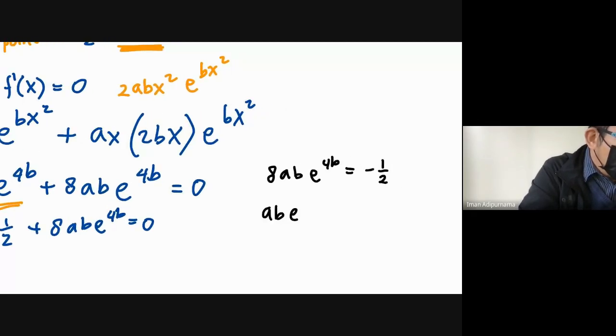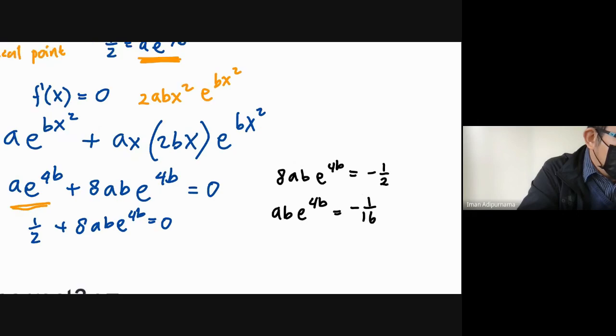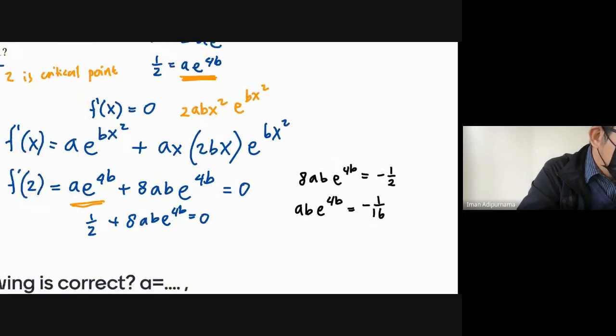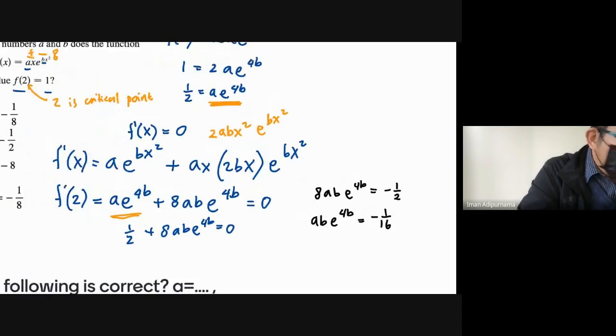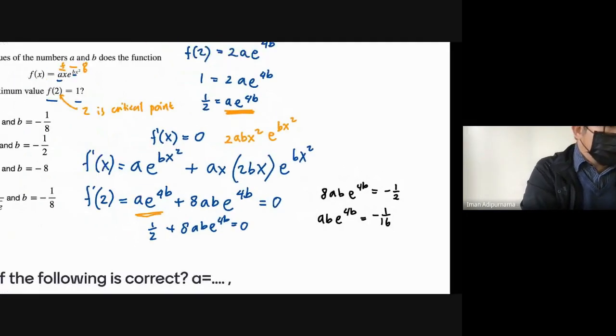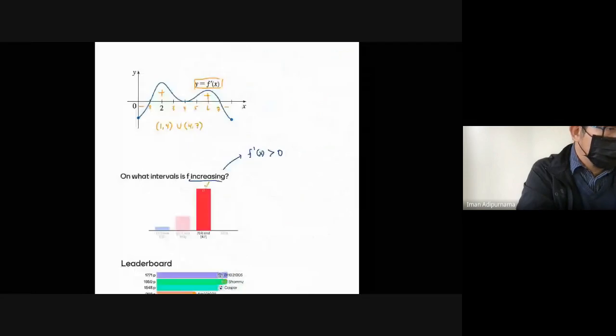So ab e^(4b) is negative 1 over 16. Oh, wait. Okay, hold on a minute.